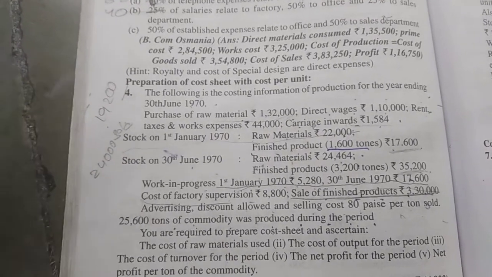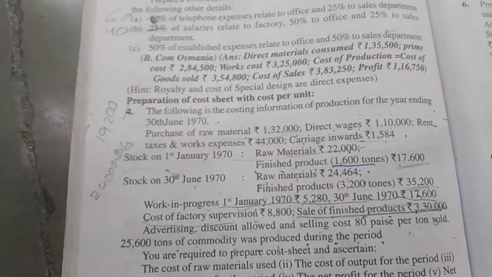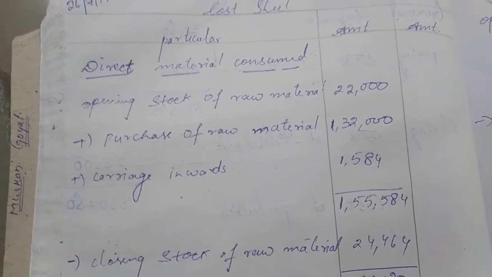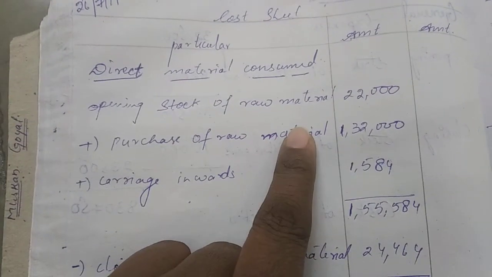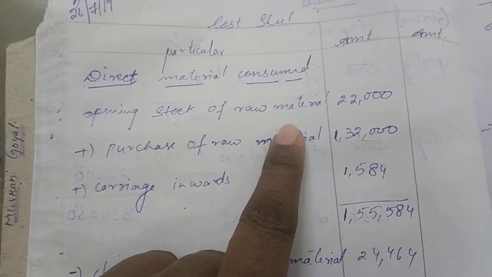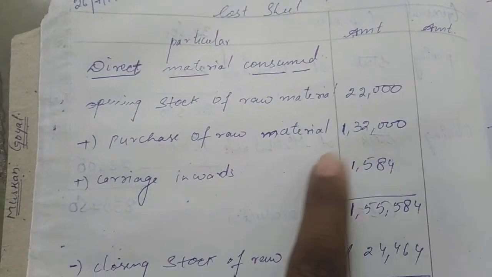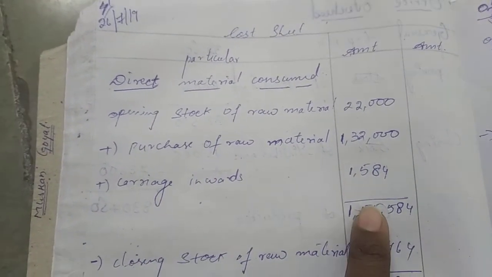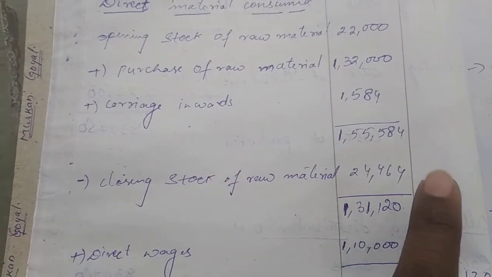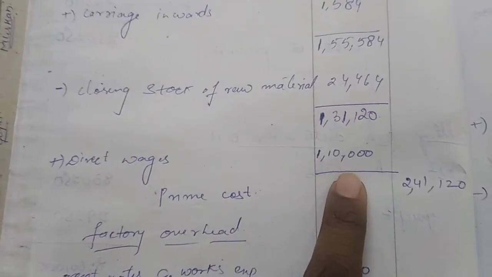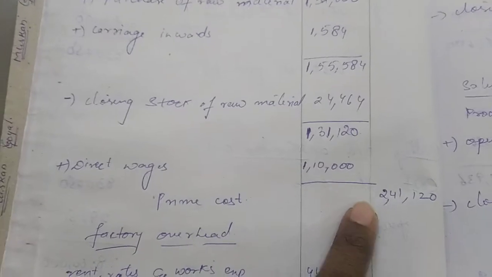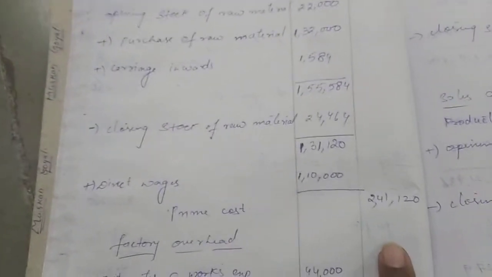Once you see the answer, first of all, direct material consumed. Under direct material we have to take the opening stock of raw material. Next, purchase of raw material and carriage inwards, these three we have to add. From that we have to deduct the closing stock of raw material. Afterwards we have to add the direct wages which is given in the question. So finally we will be getting the prime cost here.